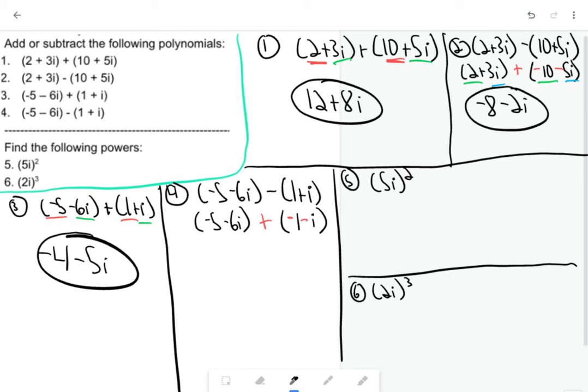Number 4, okay, I have negative 5 and negative 1. And then I also have negative 6i and negative 1i. So if I combine all those, negative 5 and negative 1 becomes negative 6, and negative 6i and negative 1i becomes negative 7i. So put that together, I have an answer of negative 6 minus 7i.